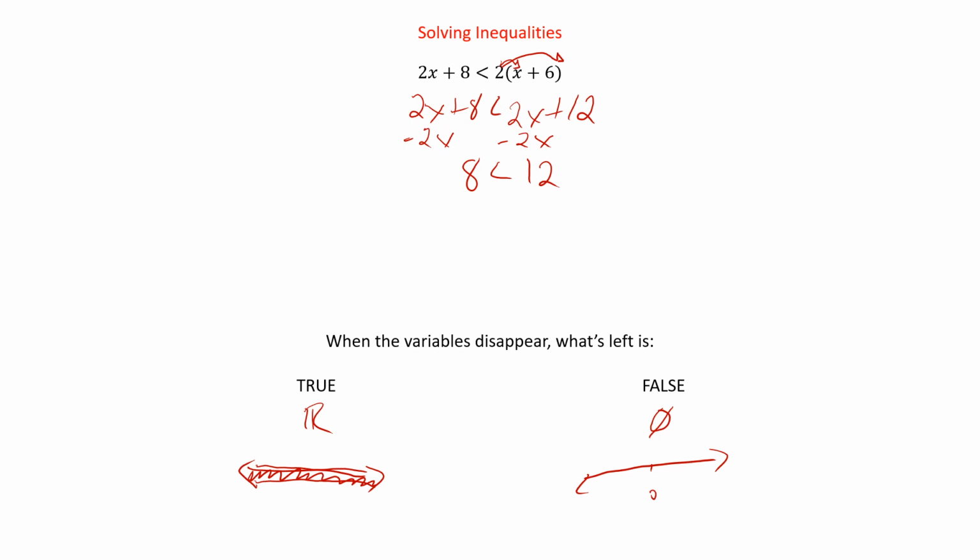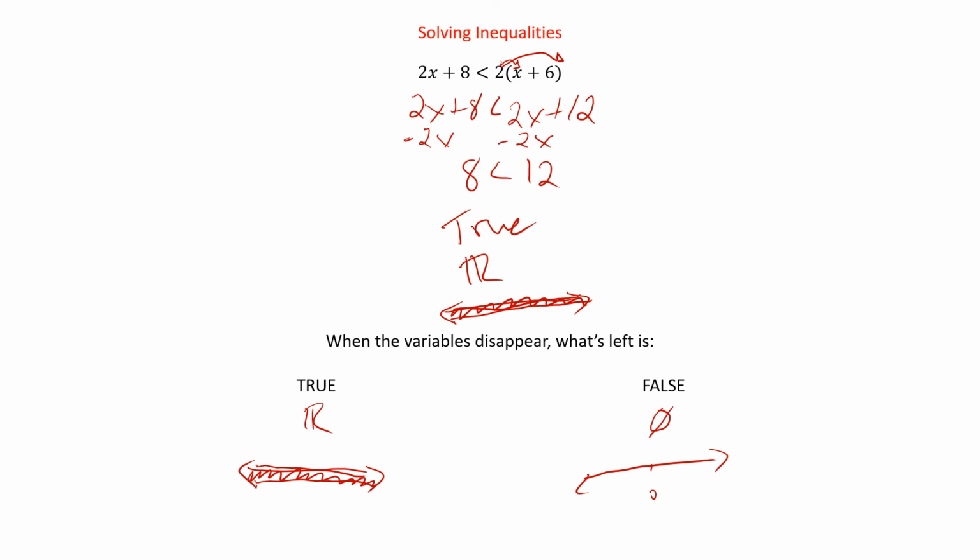So we need to look back. We have 8 is less than 12. Is that a true statement or a false statement? That's a true statement. So it's an identity. We have all reals. And if you had to graph it, it's just graphing the whole number line.